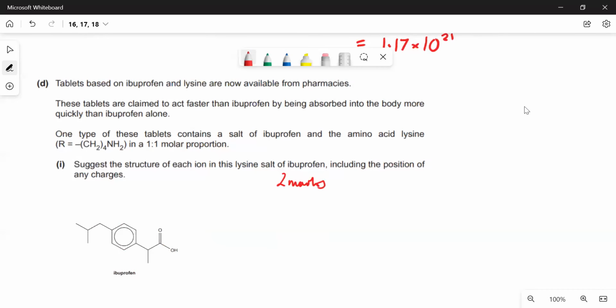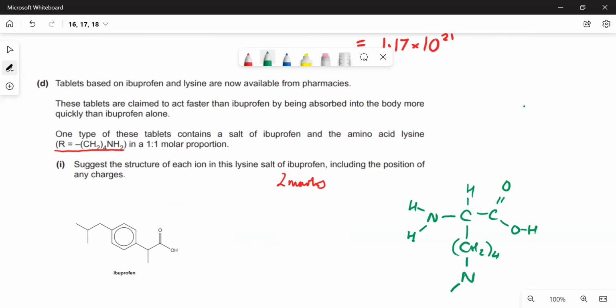Right, so now we need to write down the structure of the amino acid lysine. So I'm going to draw what lysine is going to look like. It's got the carbon attached to a carboxylic acid group. It's got an amine group there. And then you've got 4 CH2s, and you've got another amine group here.